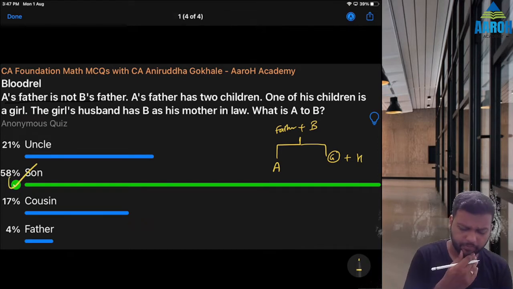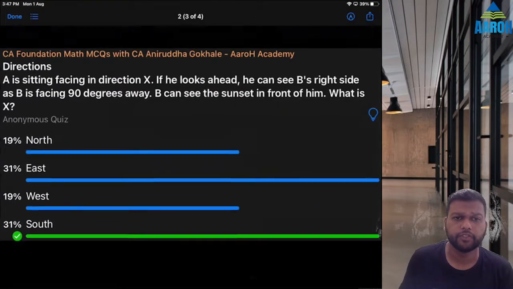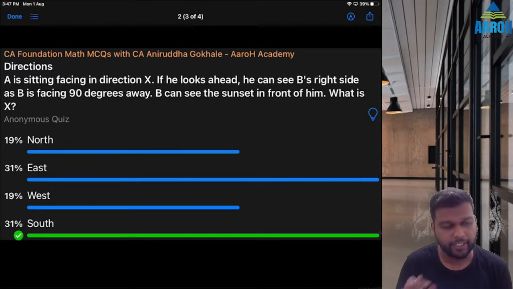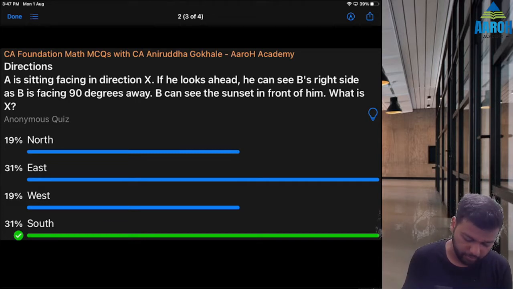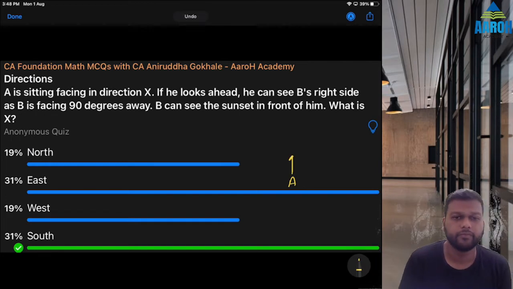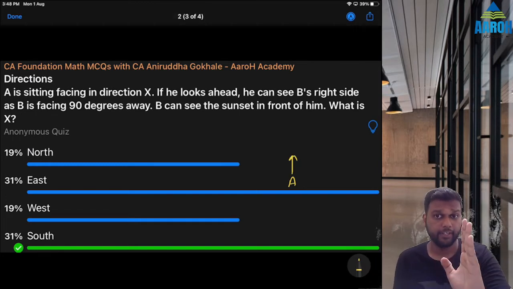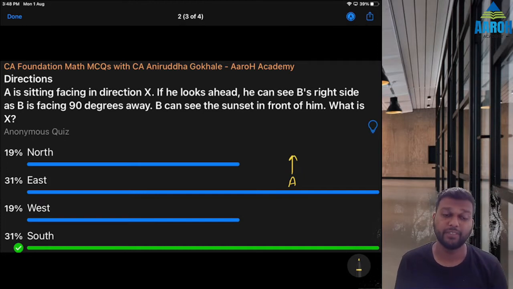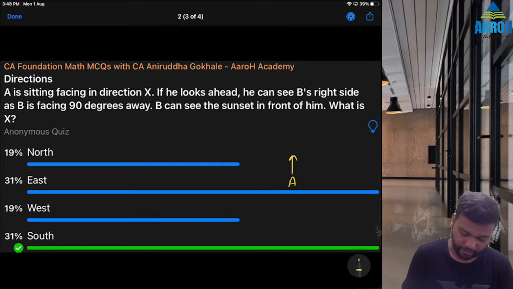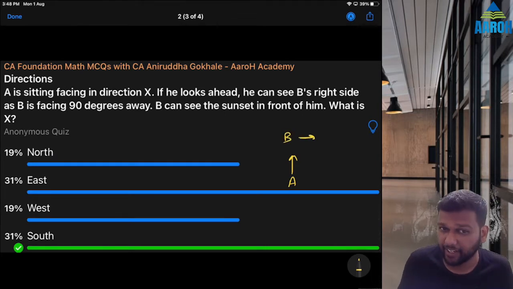Okay, fine. Next, A is sitting facing in direction X. Let's assume A is facing here. If he looks ahead, he can see B's right side, as B is facing 90 degrees away. He can see B's right side. Think about your own right side, your own right hand, right? That means B is standing like this. B is facing here, so that A can see B's right side, right?